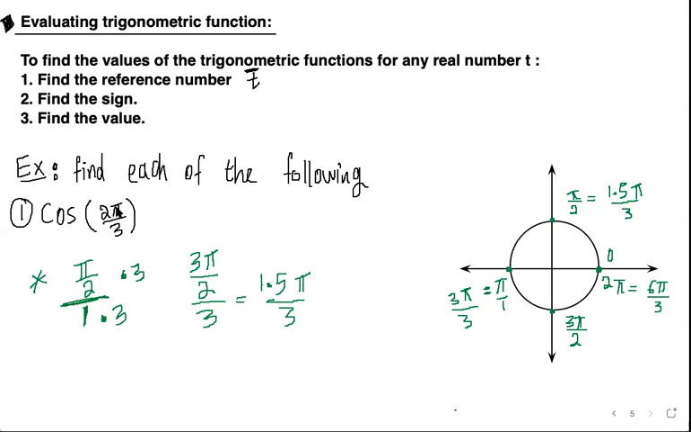Now I have 2 pi over 3, which is between 1.5 pi over 3 and 3 pi over 3. So 2 pi over 3 is around here. This means I have to walk around this circle, starting from this point, walk like this, like that, and stop here. This is my terminal point. This is B. This point is my terminal point, B of x, comma y.